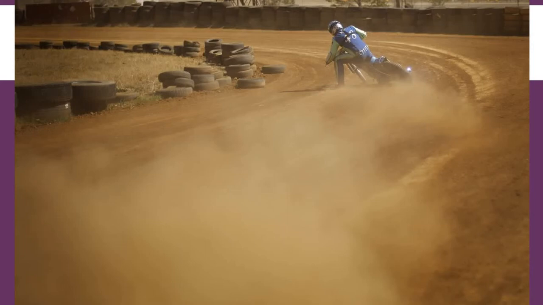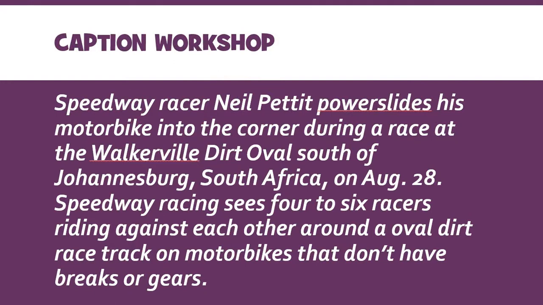But the purpose of it is the caption, which says, "Speedway racer Neil Pettit power slides his motorbike into the corner during a race at the Walkerville Dirt Oval south of Johannesburg, South Africa on August 28th." Notice what this first sentence is doing. It is describing exactly what was going on in the photograph. It is describing that a guy on his motorcycle was power sliding into a corner. And notice it provides all of the needed details and information with it as well.